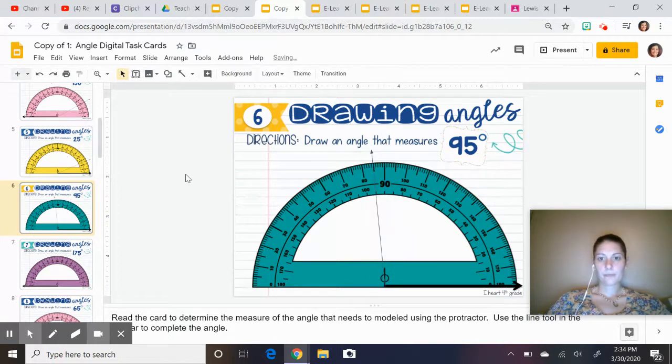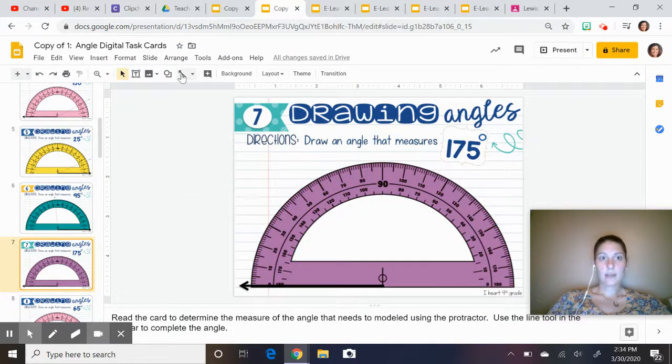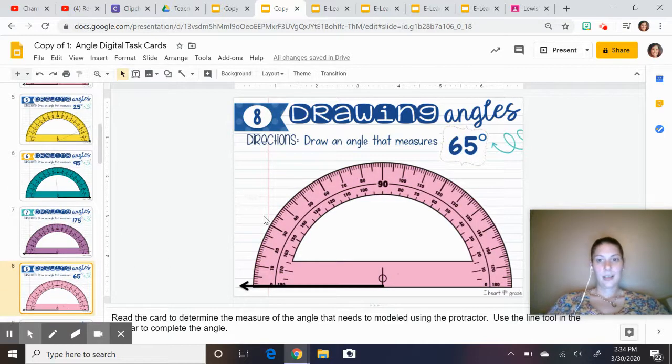Ooh, 175. That is definitely almost a straight line. So they moved our bottom line to the left side. So I'm going to match my vertex on the right, and I'm going to go all the way over here to 175. Okay, you see how that's almost a straight line? That's crazy.